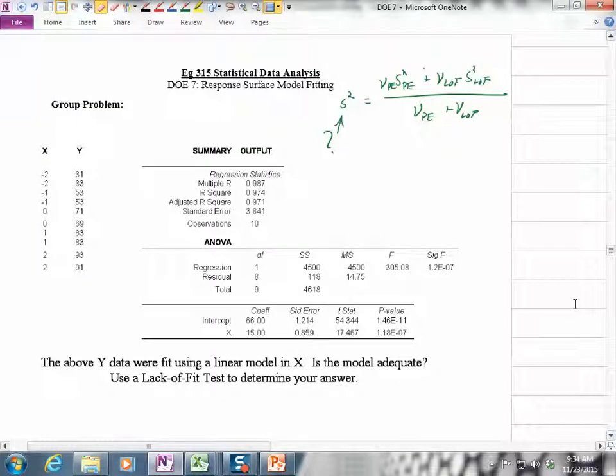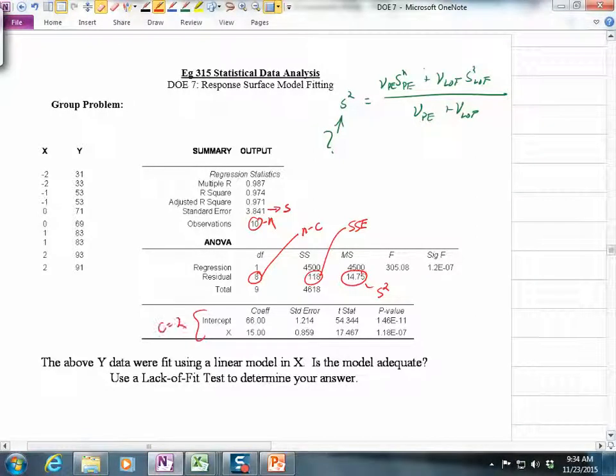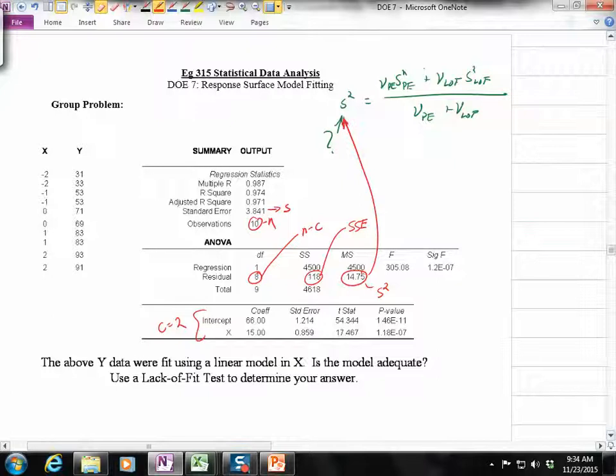So as a review, that's s, you could square to get s squared. That is s squared. That's SSE. That's n minus c. That's n. C is 2. So you have one of those things right there. The variance from the regression is 14.75.